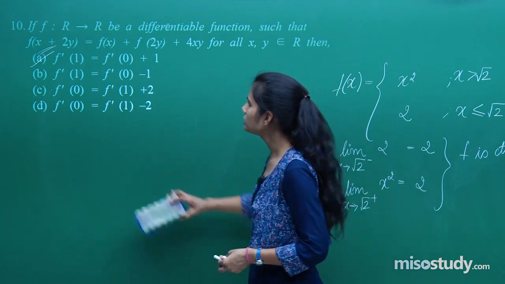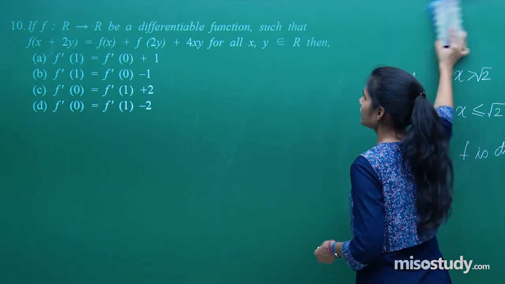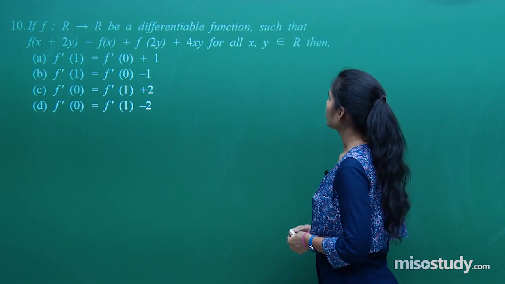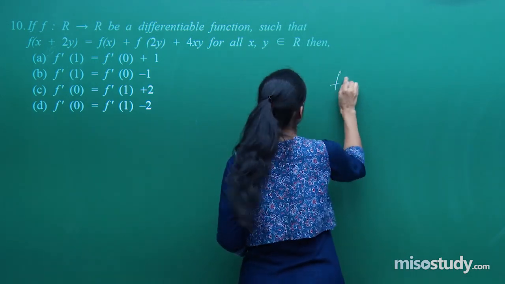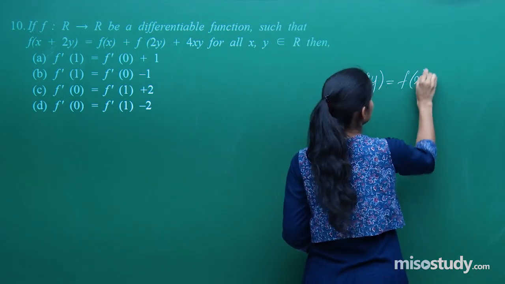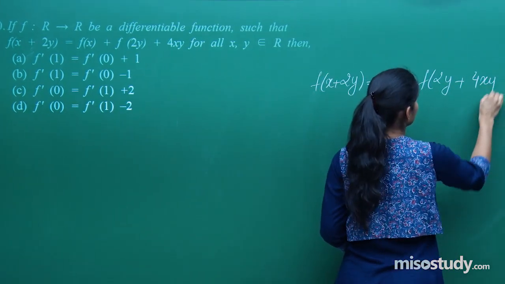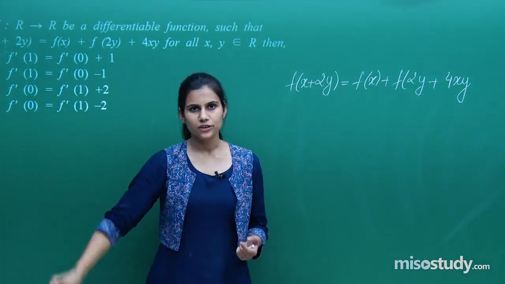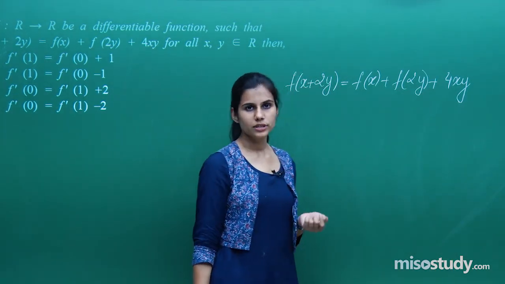We have f is a function which is given to us to be differentiable already, such that f of x plus 2y is equal to fx plus f of 2y plus 4xy for all x, y in the collection of all reals. So let's understand what this is trying to say. f of x plus 2y equals fx plus f of 2y plus 4xy. I need to somehow bring f dash in the picture because every option has the expression of f dash. So somehow we need to manipulate this expression to conclude things about f dash.